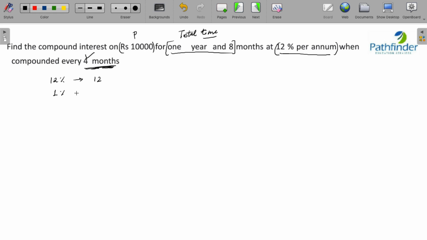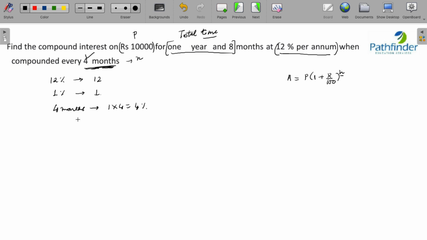So which means 1% will be the rate for 1 month, and for 4 months the rate will be 1 into 4, that is 4%. This is the first calculation of rate that you should have done. The second thing that you need to know is how many total periods are there. The value of n in our formula, A is equal to P into 1 plus R by 100 to the power of n. We need to calculate this value of n as well.